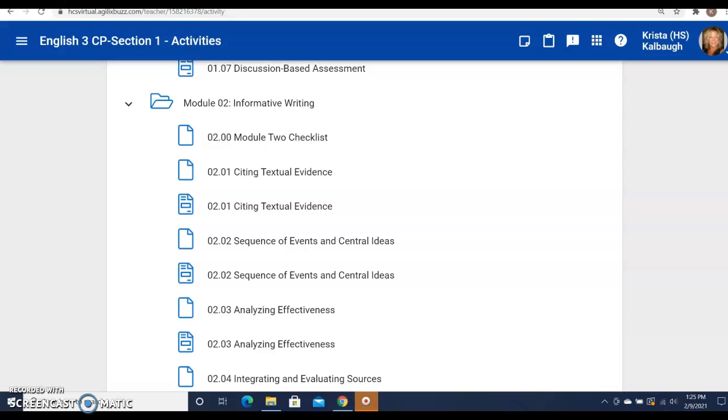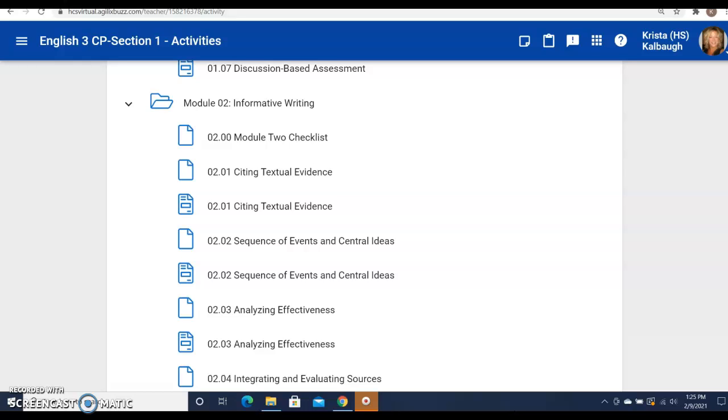All right, for Module 2, we are moving into informative writing. Most of the modules from here on out involve a writing assignment. Don't let that worry you. I know some students don't like to write. You do have to think. You have to think about every single word, every single sentence, capitalization, punctuation. There's a lot going on in writing.